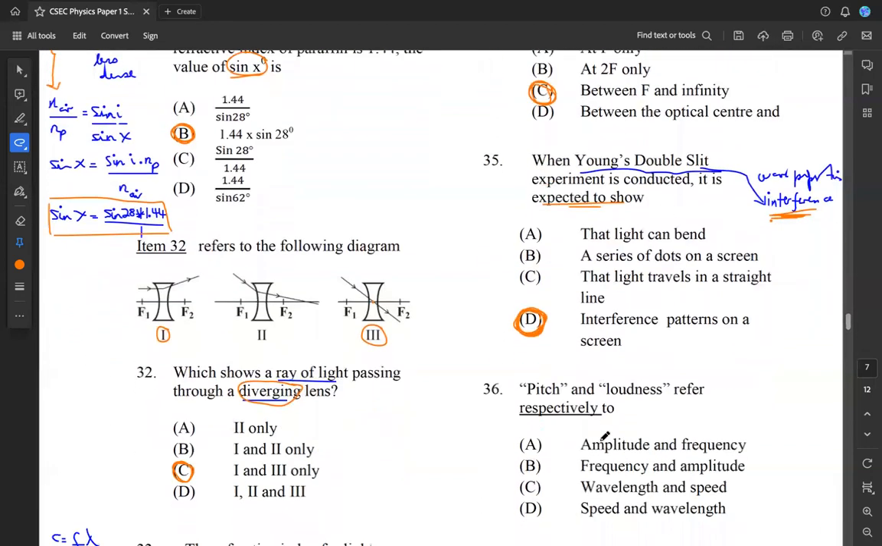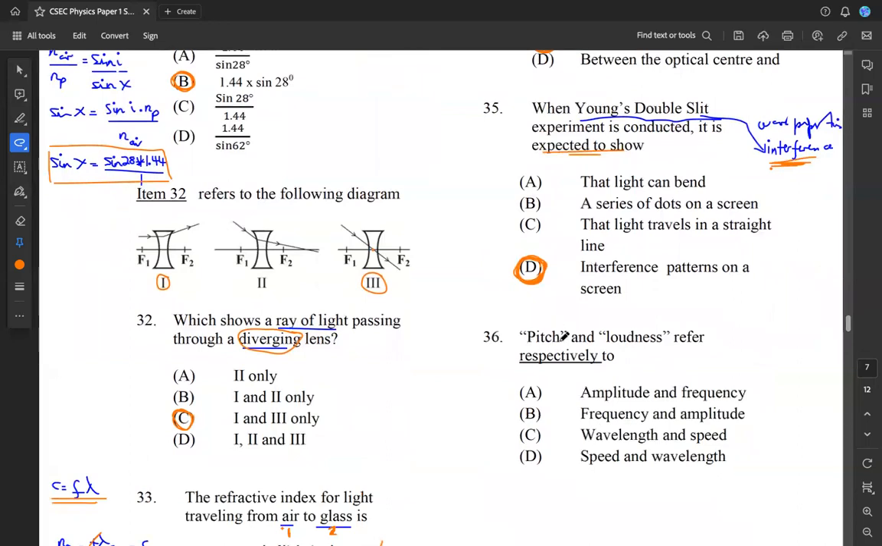And so moving along, 36 is asking us about sound waves, and more specifically, the parameters of pitch and loudness. So they're saying pitch and loudness refer respectively to, is it amplitude and frequency? Is it frequency and amplitude? Or is it wavelength and speed? Or is it speed and wavelength? So they're just flipping things around, trying to throw us off.